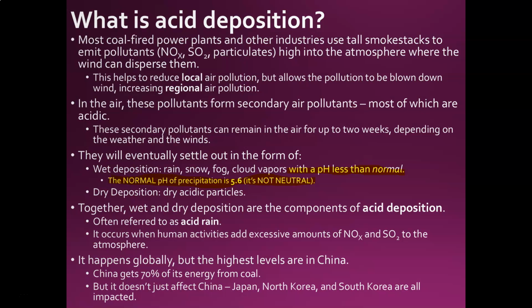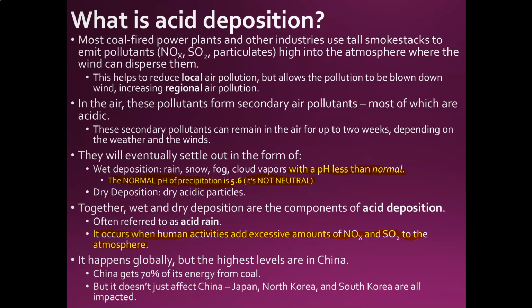The important thing is most acid rain that we get worldwide happens because of human activities, when we're adding excessive amounts of nitrogen oxides and sulfur dioxide to the atmosphere. The number one reason for acid rain when it comes to human activities is burning fossil fuels: burning coal, oil, and natural gas. Especially coal. Coal has a lot of sulfur inside of it. When that coal gets burned, that sulfur gets turned into sulfur dioxide, which is a main source of acid rain.